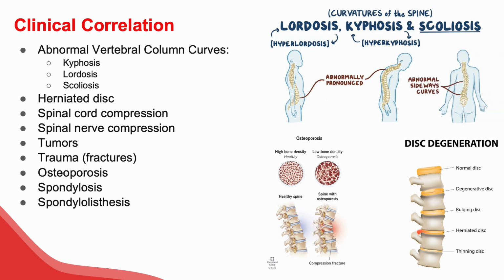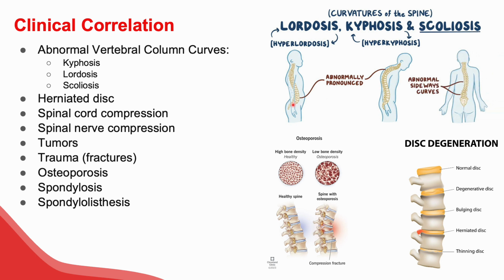So the clinical correlation of why to study the spine's anatomy is related to some degenerative causes of irregular curvatures of the spine, some disc degenerations, some tumors, traumas that can occur to the spine, and lots of other stuff. Some can be congenital, some can be acquired, some can be degenerative, as we said. So as an example, we have some abnormal vertebral column curves. We have kyphosis, lordosis, and scoliosis.